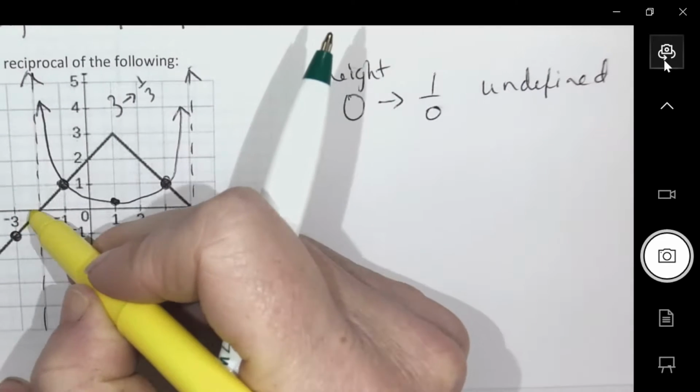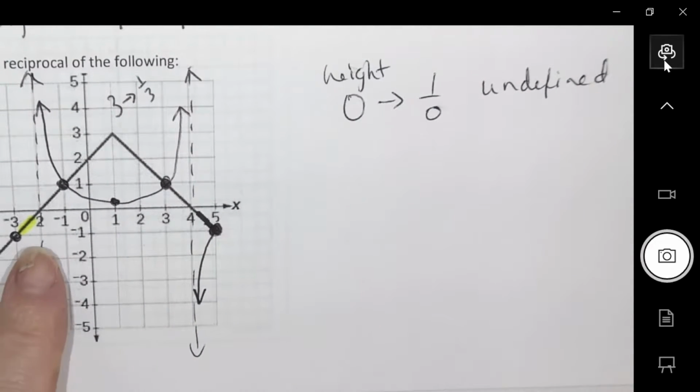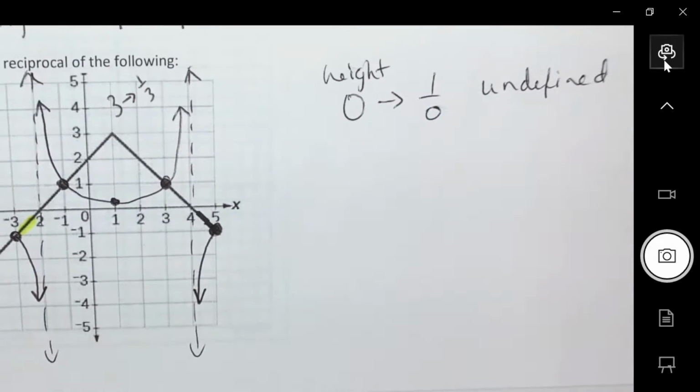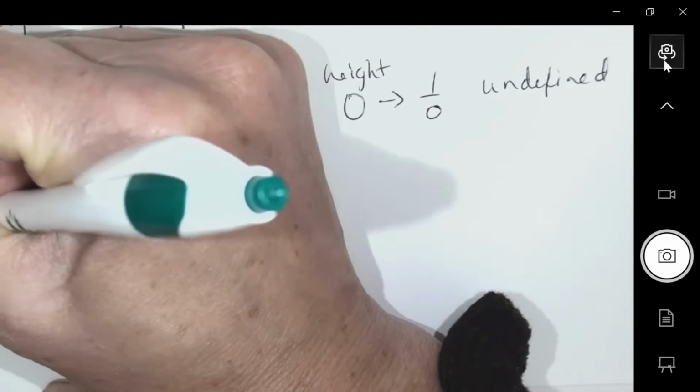Okay, now I'm going to look at this section right there where I have a highlighter. This section is getting closer to 0, so now I'm going to go away from 0. Okay, now I'm looking at this section right here. The arrow is saying your graph is going away from 0. So now you should do what? You should go closer to 0.